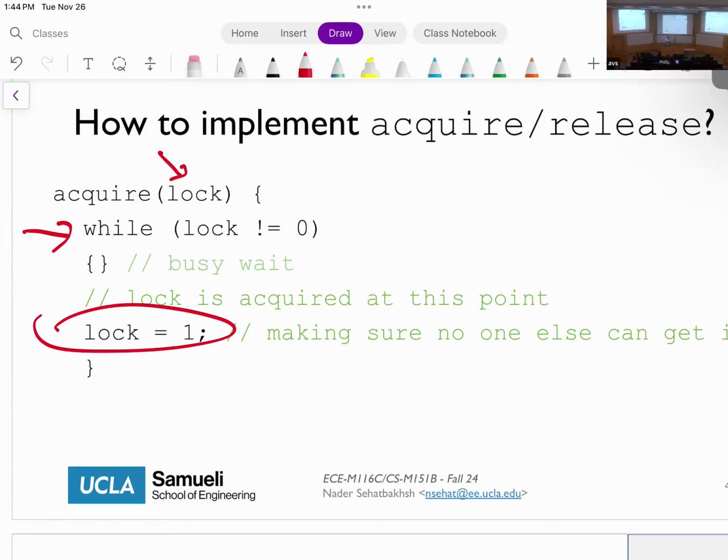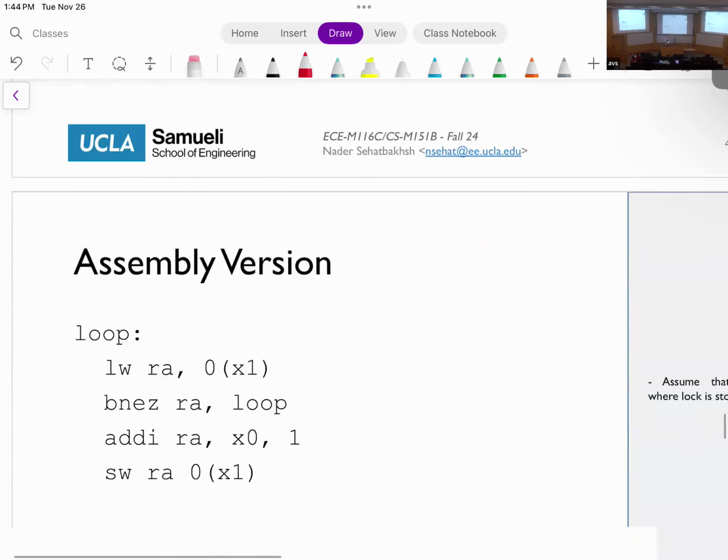And then I exit this program. So at this point, I know that I'm the one that acquired the lock, and I make the lock busy. And so the others cannot acquire it, okay?